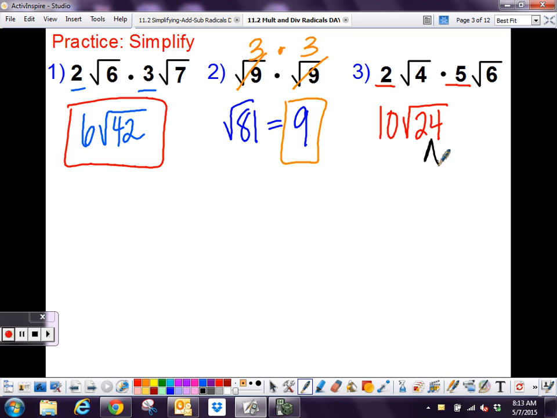All right, that's going to break down into 4 times 6. And I want to look at that 6, make sure there's no perfect squares in 6, and there's not. But I do know the square root of 4. The square root of 4 is 2. I'm going to bring that 2 out, but I already have a 10 outside, so I'm going to multiply those. So I now have 20, and then I'm left with square root of 6.